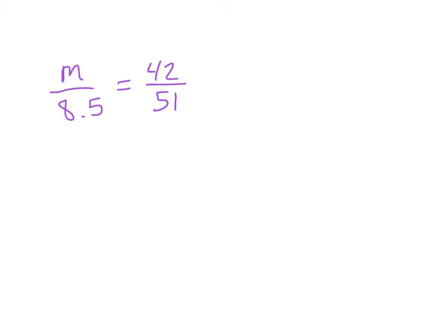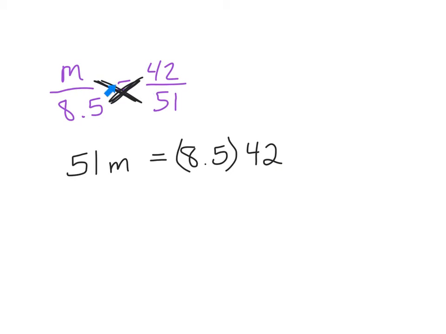Sometimes you'll have a ratio that looks like this, where it's not easy to figure out what I could multiply this bottom number by in order to get 51. Nothing comes to mind. 8.5 times what gives me 51? When that's the case, I want to use what we've done before, my cross products, to write an equation to help me solve this. So remember, with the cross products, I can times this and that, and if the ratio is proportionate, that will equal this times this.